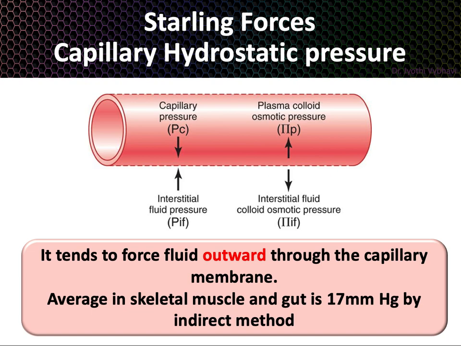When you measure it in the skeletal muscle and gut by the indirect method, that is the isogravimetric method, it was around 17 millimeters of mercury. Directly through the micropipette method, it was around 25 millimeters of mercury. So capillary hydrostatic pressure is nothing but an outward pressure.